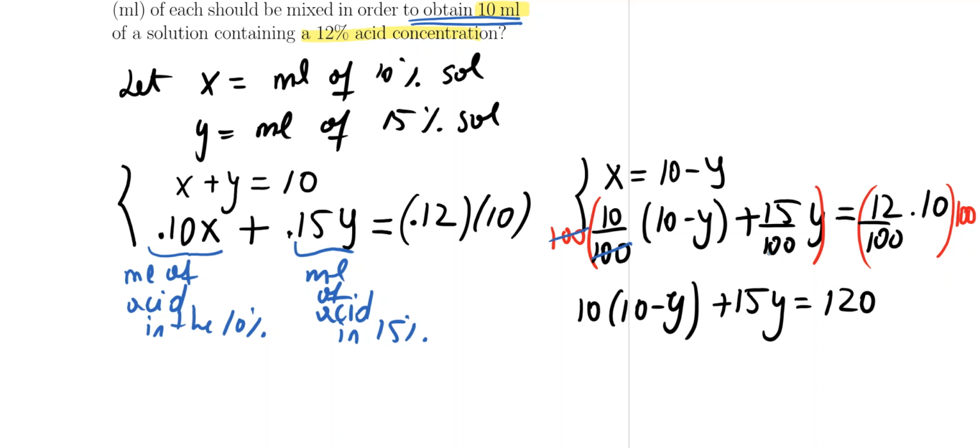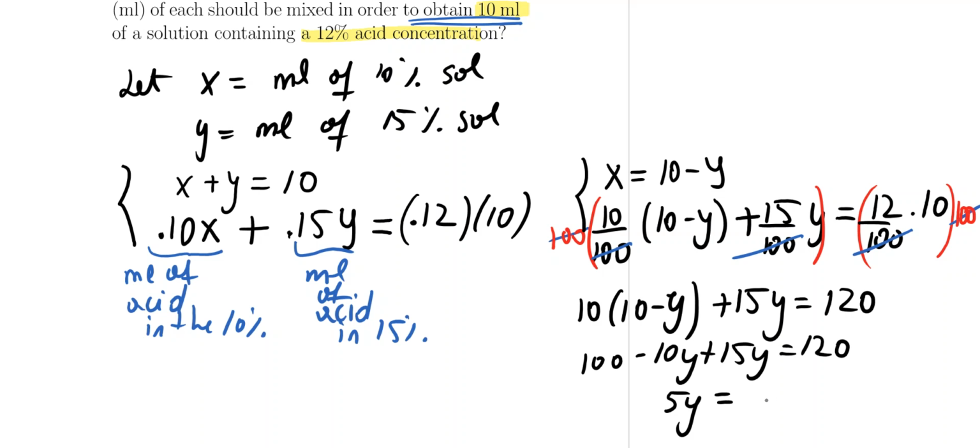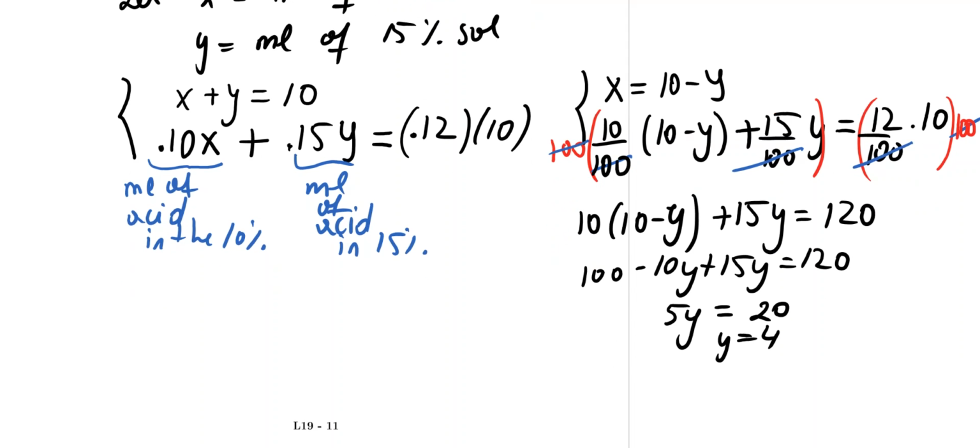Because this went with this and with that, and then this one went with that one. So therefore, I'll have 100 minus 10y plus 15y equals 120, which gives me that 5y equals 20, and that gives me that y equals 4. So remember, y was the milliliters. So 4 milliliters of 15% solution.